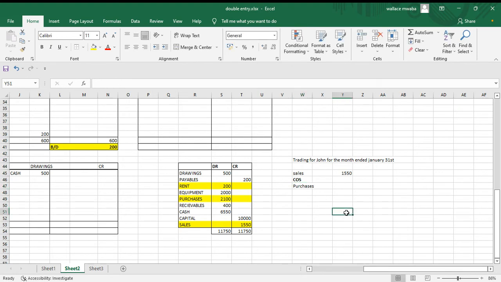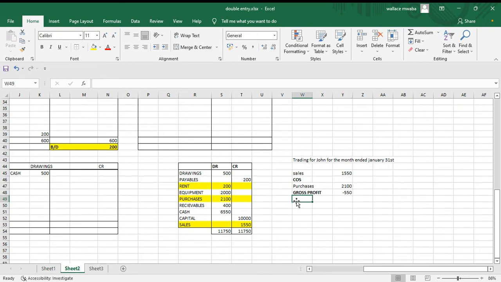Purchases. Since there are no adjustments that we'll be making, we'll just put the amount here, 2,100. And we'll say gross profit. The purchases are higher than the sales, so it looks like we'll be in a loss. 1,550 minus 2,100, so this is our gross loss, negative 550. We made a gross loss of 550.